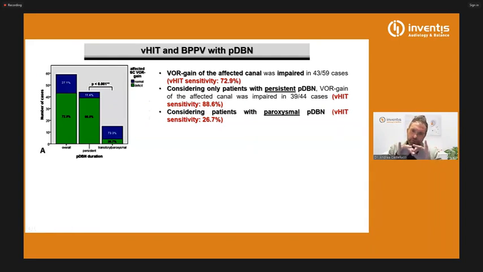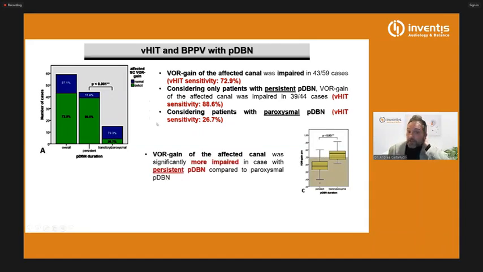But if we consider just patients with a persistent positional downbeat nystagmus, the gain was affected in almost 90% of patients, while considering patients with paroxysmal positional downbeat nystagmus, where probably otoconia were free to float, the sensitivity dropped to 25-26%, of course, because if they are free to float, they probably do not alter high-frequency dynamics. And the gain of the affected canal was significantly more impaired in cases with persistent positional downbeat nystagmus compared to the ones with paroxysmal positional downbeat nystagmus.